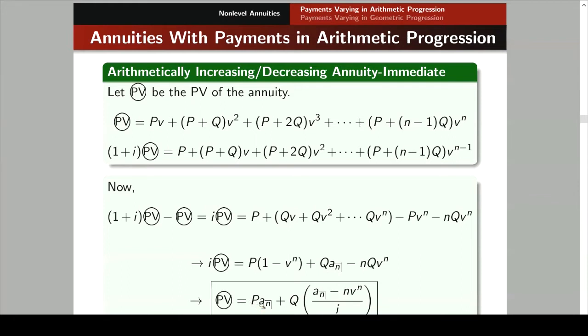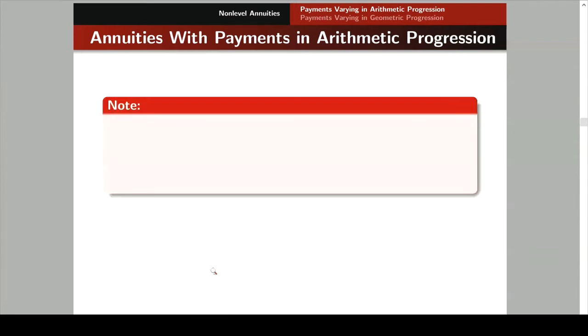Okay, so we have PA angle N plus, dito naman, I factored out Q, and then we're going to have A angle N minus NV to the N all over I. Yung I na nanggaling dito. Alright? Okay. Let's have one important note here.